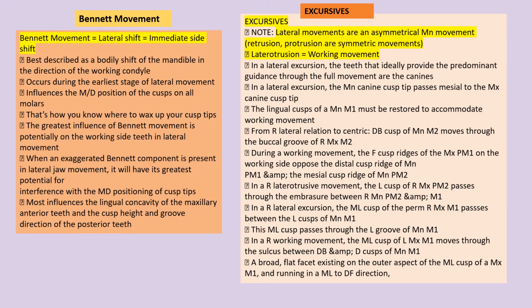In a right lateral excursive movement, the mesiolingual cusp of the permanent right maxillary first molar passes between the lingual cusps of the mandibular first molar. This mesiolingual cusp passes through the lingual groove of the mandibular first molar. Now we can see here, in right working movement, the mesiolingual cusp of the left maxillary first molar moves to the sulcus between the distal buccal and the distal cusp of the mandibular first molar. So these are some of the rules of the laterotrusive movements that you can go through.